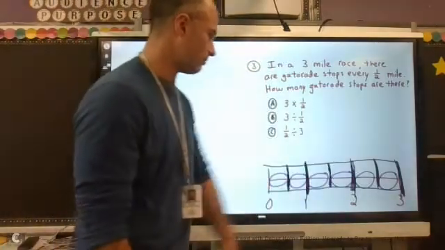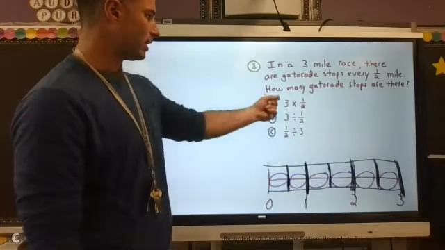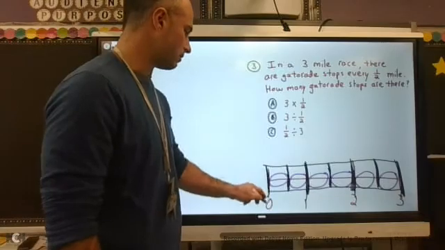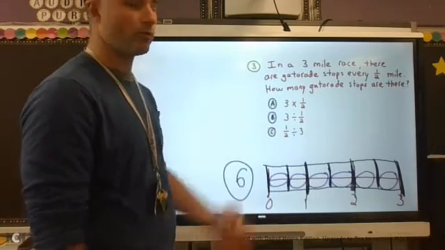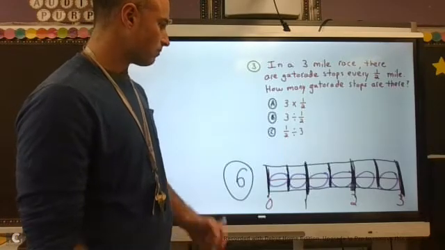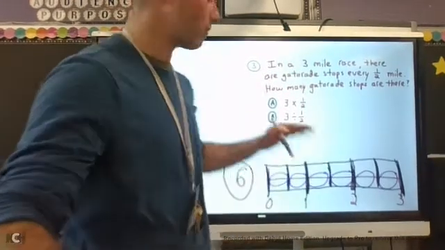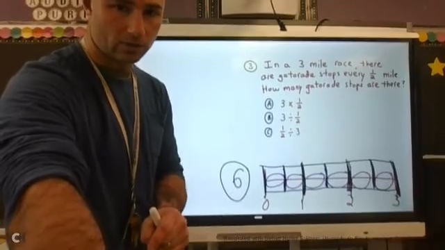That's what I'm trying to figure out. Which of these is going to help me figure that out? Multiplying? Well, first off, you can visually see how many Gatorade stops there are. Okay, there's 6. Which of these is going to help me figure that out? Okay, that's your next step, next thing to do. I'm going to hit the pause button for you to figure out which of these, and then solve it to make sure you get the answer of 6.